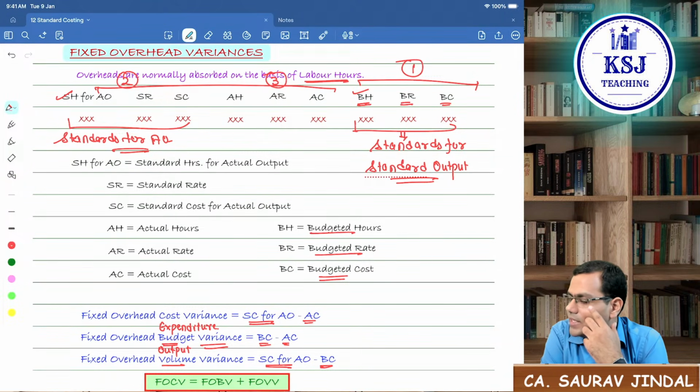All clear? So tomorrow we'll take up marginal costing at 7 o'clock. We'll cover marginal costing, and if time permits, I'll go through budgetary also. I'll tell you what kind of questions come in marginal costing. Then we'll do marginal versus absorption costing, and the cost statement also.